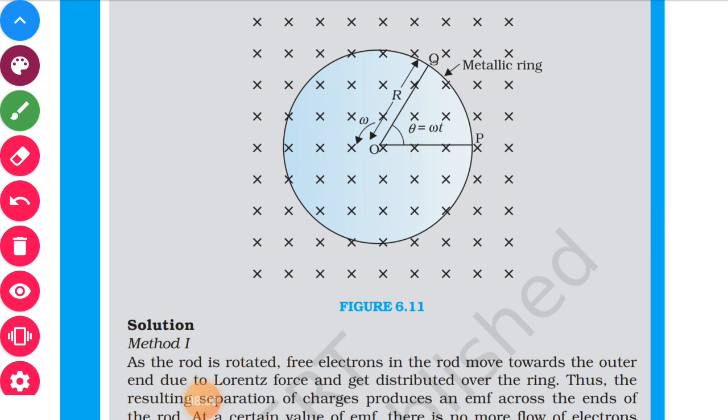When it is rotated in a circular direction, we consider its linear speed. Take this small segment whose length is dr, which is at a distance r from the center. Let me try to explain it in a different way.